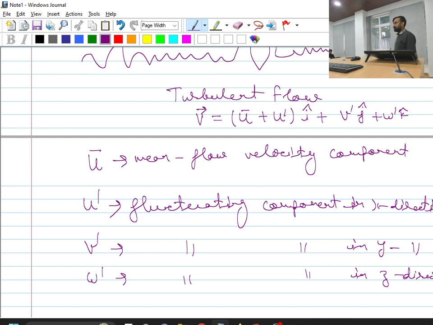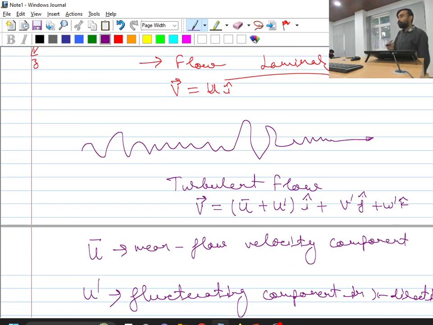Is this point clear? Okay, so I have my mean flow of the fluid in x direction. That's why my mean velocity in the velocity field is only appearing in the x component.